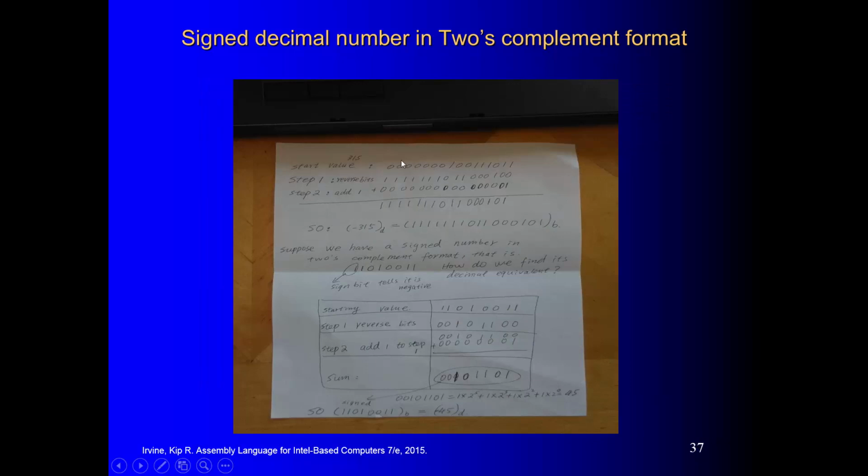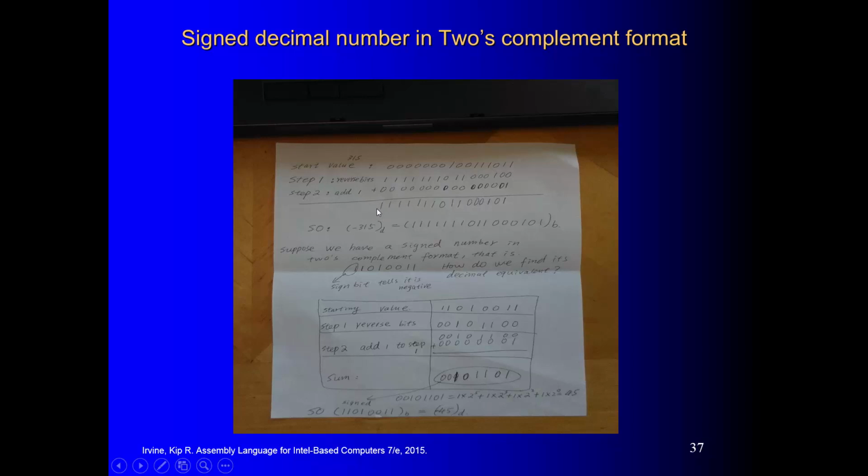Okay. So my step 1 is to reverse the original 315 in binary. So I made the 1s become 0s, and the 0s become 1s. Step 2 is to add 1 to this number. So I add 1 to this. You add each 2 pairs here, and you find the values 1 1 1 1 1 1 1 0 1 1 0 0 1 0 1. So this is the 2's complement format for negative 315.